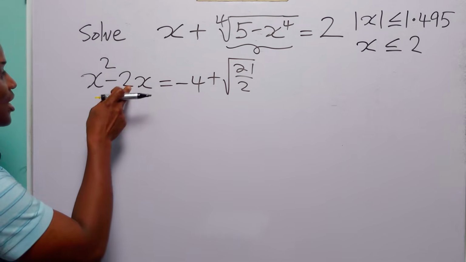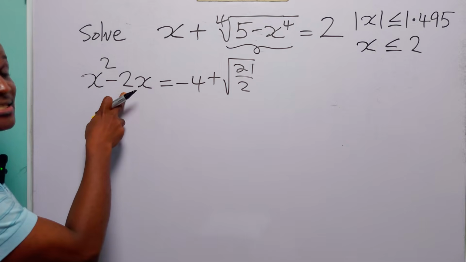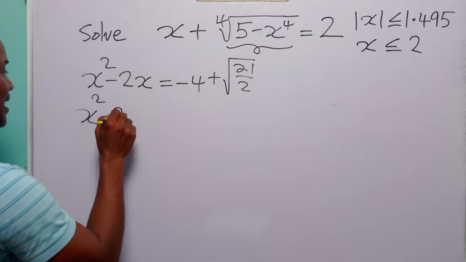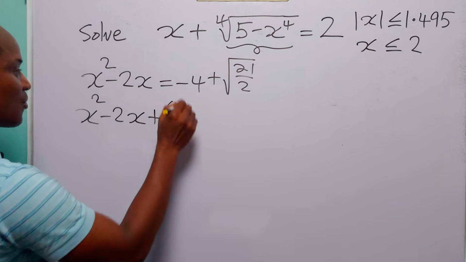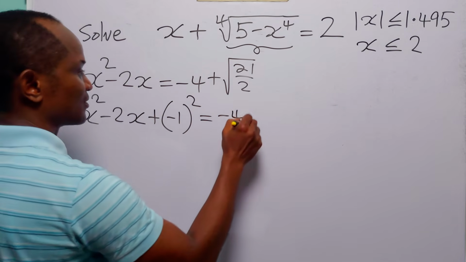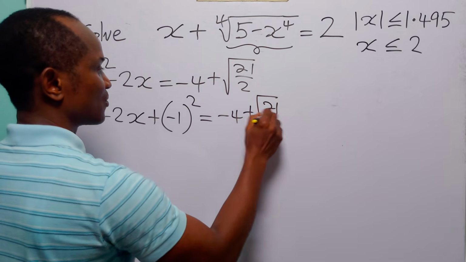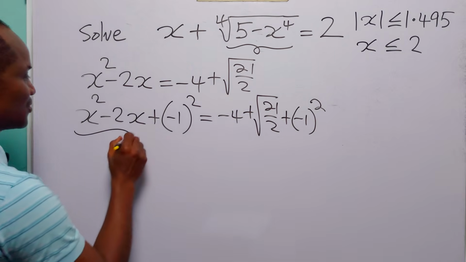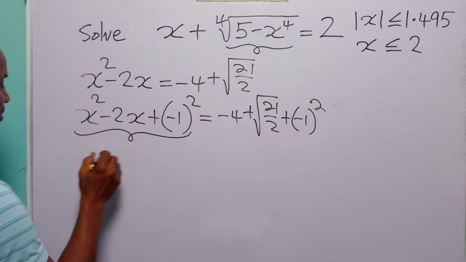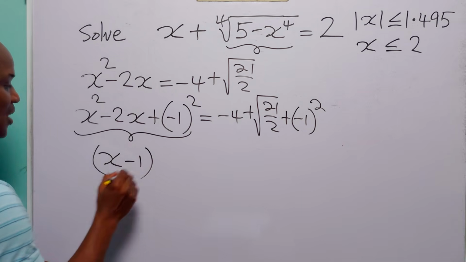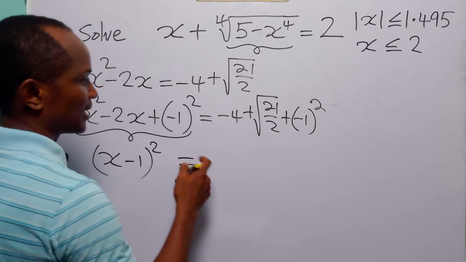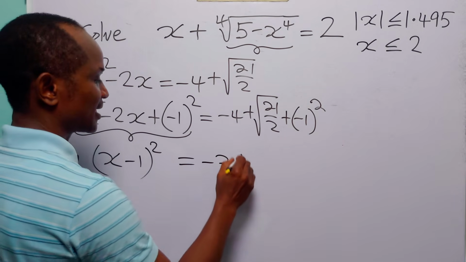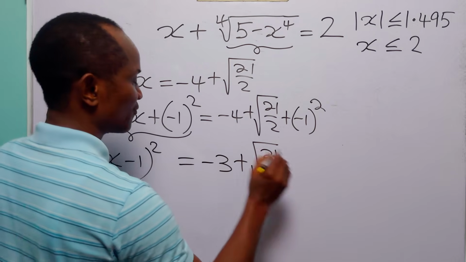And to solve the last equation, all we have to do is to complete the square on the left-hand side. To do that, we divide minus 2 by 2, square and add to both sides. We have x squared minus 2x plus minus 1 squared is equal to minus 4 plus root 21 over 2 plus minus 1 squared. Of course, you know that this is a perfect square. So we take 1x and 1 minus 1 and we square. Now, minus 1 squared is 1. 1 minus 4 is minus 3 plus root 21 over 2.